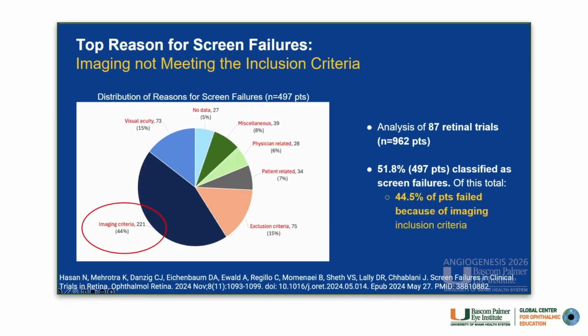This paper shows the top reasons for screen failures. Looking at 87 retina trials and almost 1,000 patients, about half the patients screen failed and over 44% of them screen failed because of imaging criteria. That's the biggest reason for screen failures in clinical trials.